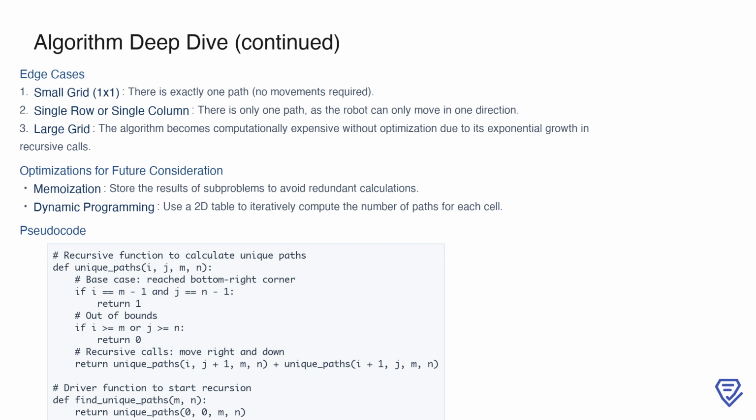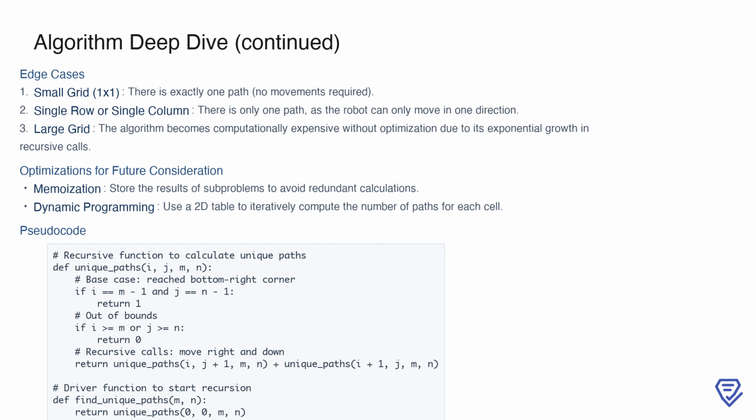Memoization involves storing the results of previously solved subproblems, which eliminates the need to recalculate the number of paths for the same cells multiple times. Dynamic programming, on the other hand, uses a 2D table to iteratively compute the number of paths for each cell in the grid. To better understand the brute force approach, we can review its implementation.